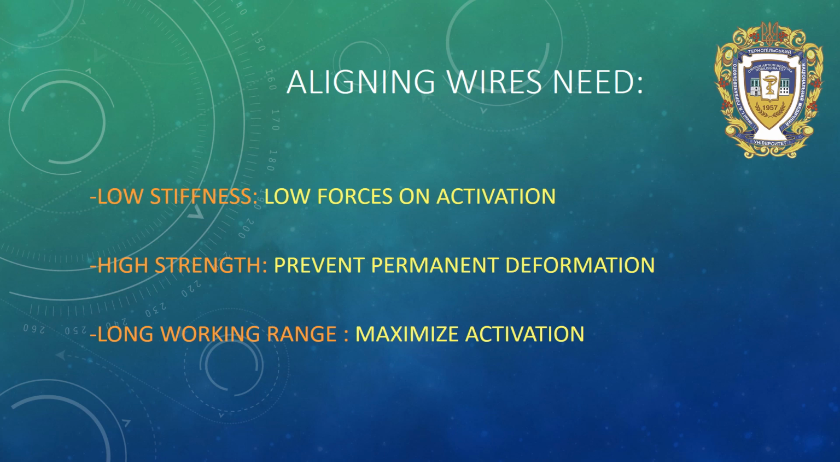First stage aligning wires need to have low stiffness, low forces on activation, high strength, prevent permanent deformation, and a long working range, to maximize activation.